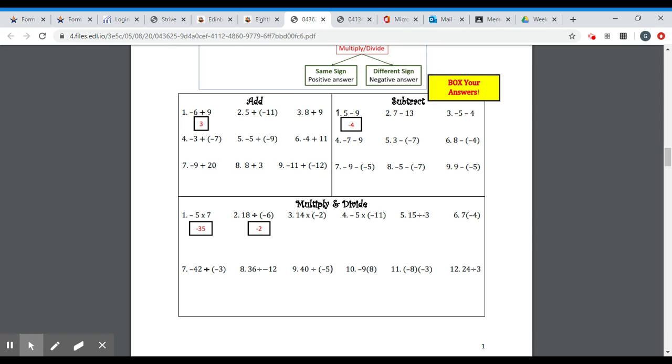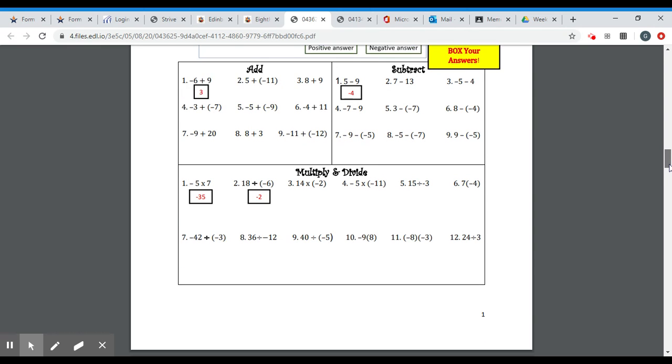So this is just for some practice, just to refresh what we were doing in 6th grade.